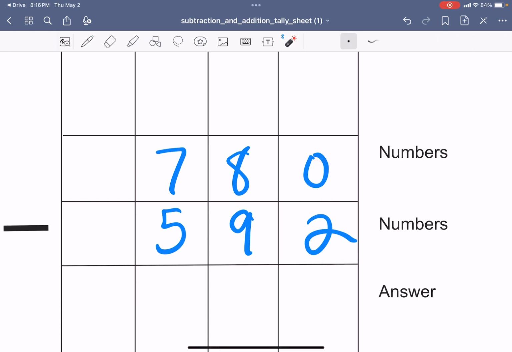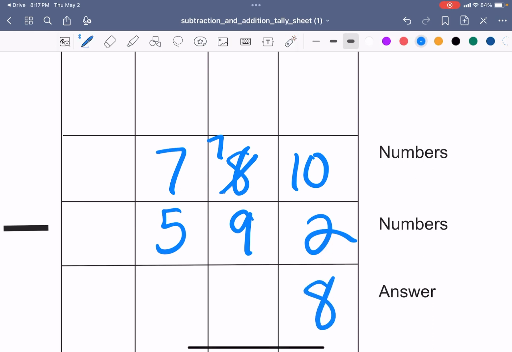We cannot subtract 2 from 0, so we have to go next door and borrow. This becomes a 7. This becomes a 10. Now we can subtract. 10 minus 2 is 8.